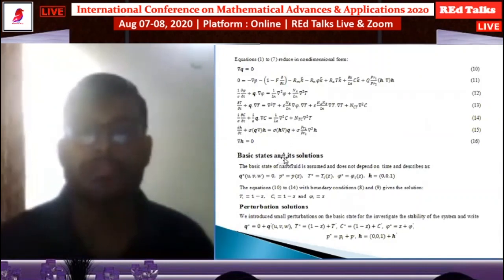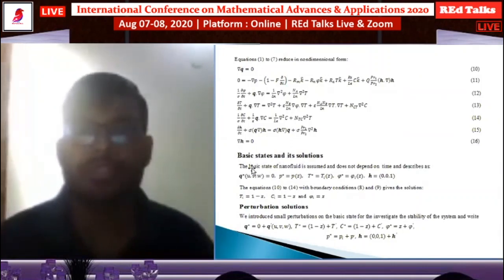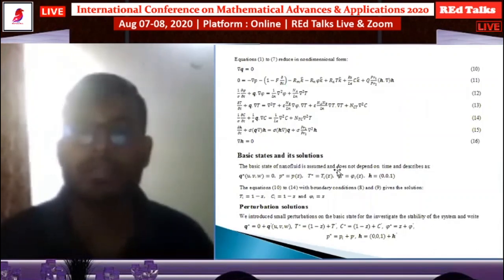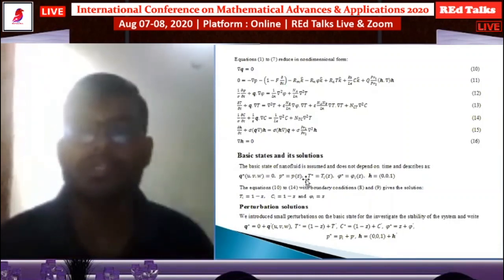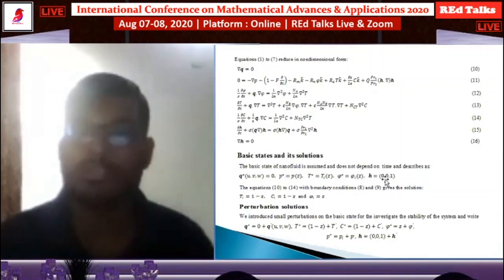The basic state of the nanofluid is assumed not to depend on time and is given as follows: q star is equal to 0 and p star is equal to p of z. It means p is a function of z. Now T star is equal to T initial of z, and C star is equal to phi initial of z, and H, where H is the magnetic field of 0, 0, 1.